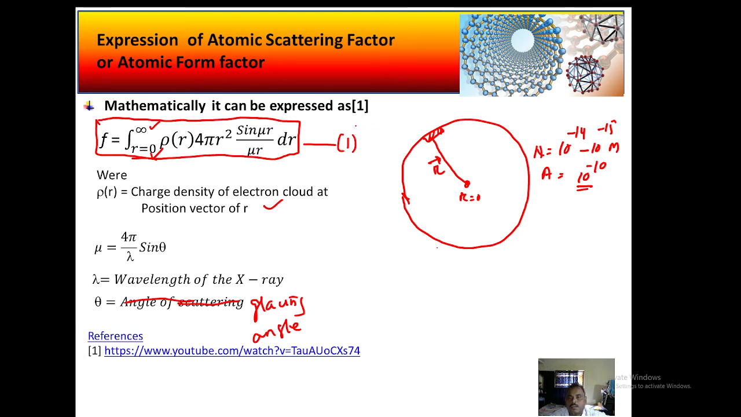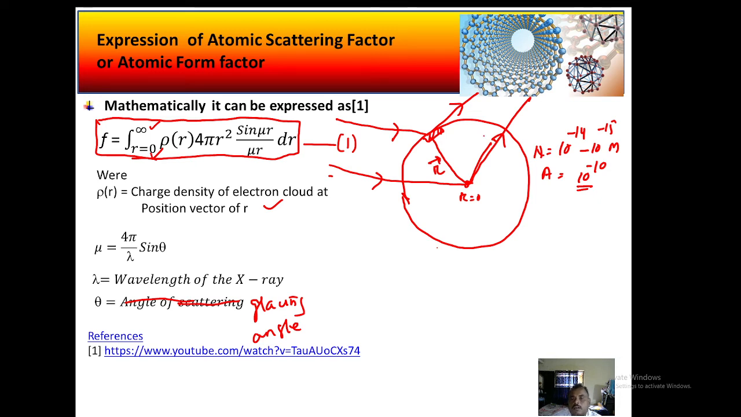Now let's say my X-ray radiation comes as a parallel beam and hits this atom. When it is hitting, it will hit each portion of the electron, but for simplicity I will consider two X-ray rays. Parallel beam means a number of parallel rays, a collimated beam of X-ray. So I am considering two parallel X-rays, which are scattered in different directions, and now these two scattered radiations will superpose, and this superposition gives us the expression for the atomic form factor F.